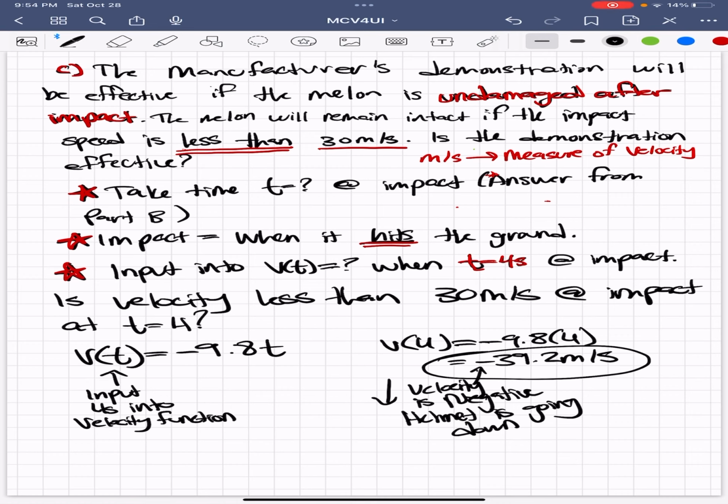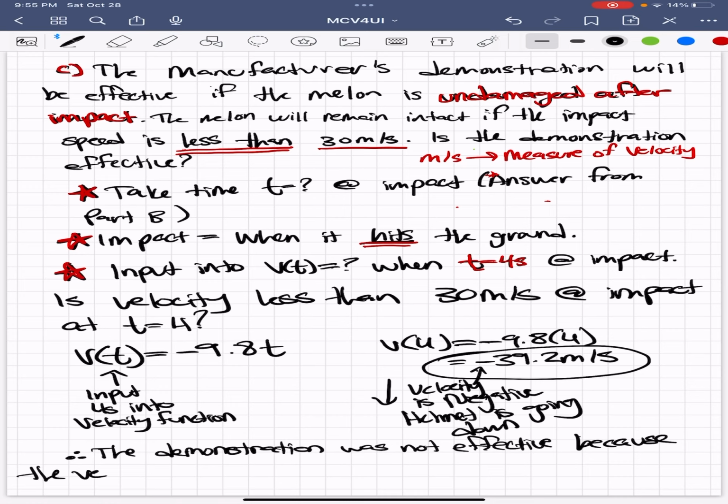So, we'll do a therefore statement saying that the demonstration was not effective because the velocity at impact was 39.2 meters per second, and it was higher than 30 meters per second.